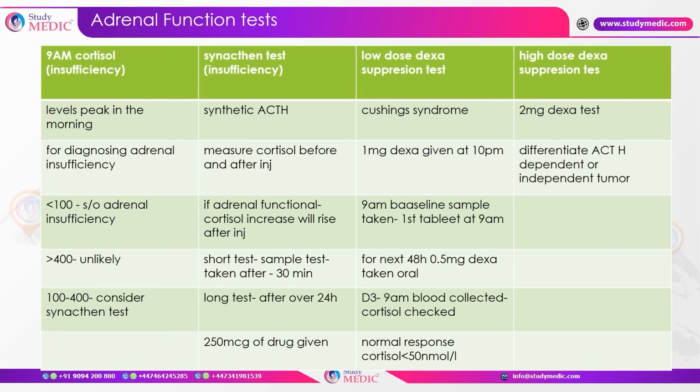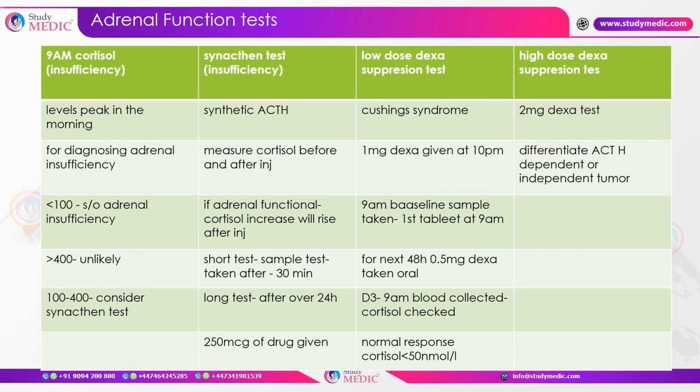Remember, the first test that you are going to do is the 9 AM cortisol, because in the NHS they always first do the basic or the most non-invasive tests. So if you are given a choice, the first test that you would do for adrenal insufficiency is a 9 AM cortisol. Now coming to Cushing's. Whenever you have a patient suspected of having Cushing's disease or syndrome, always first do a low dose dexamethasone suppression test, and if this test is positive, then you would do a high dose dexamethasone suppression test to localize the disease.